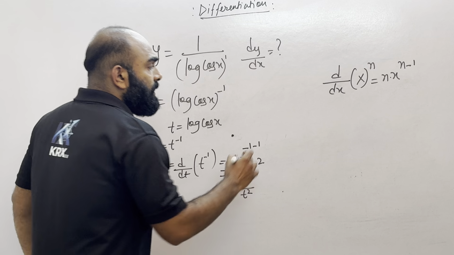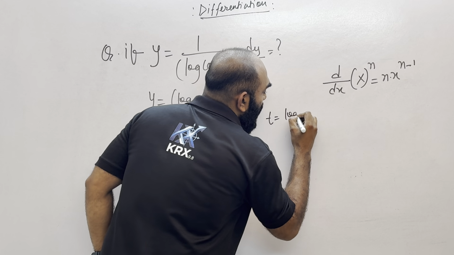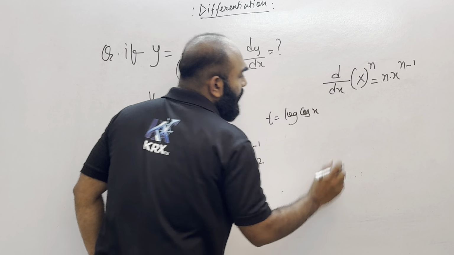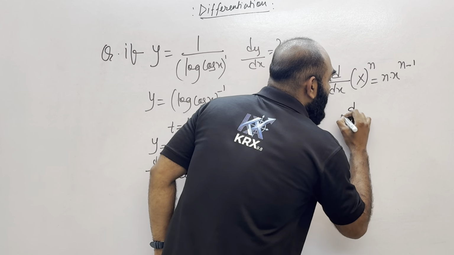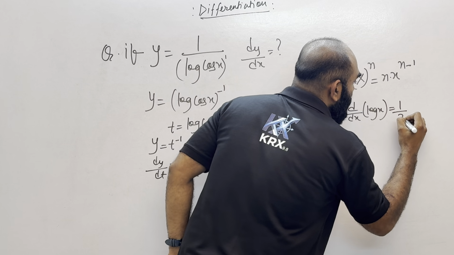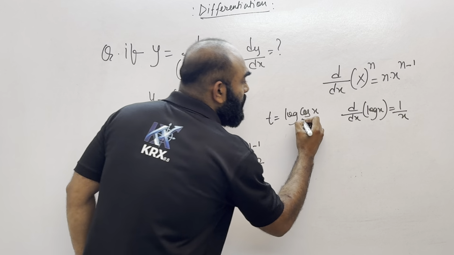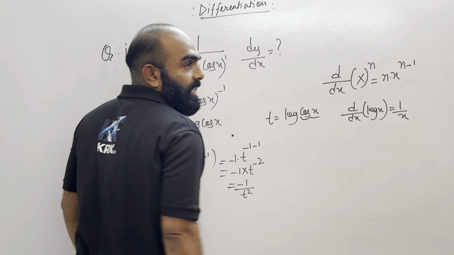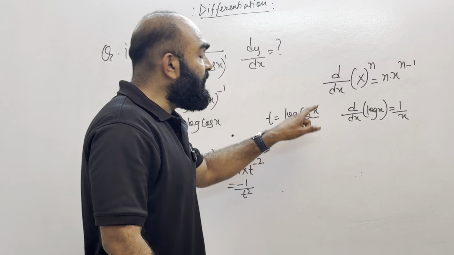What is your t? So t is log cos x. Again we know that d by dx of log x is 1 by x. This we know. What is the change? Sir, the change is this one. In place of x, it is cos x.